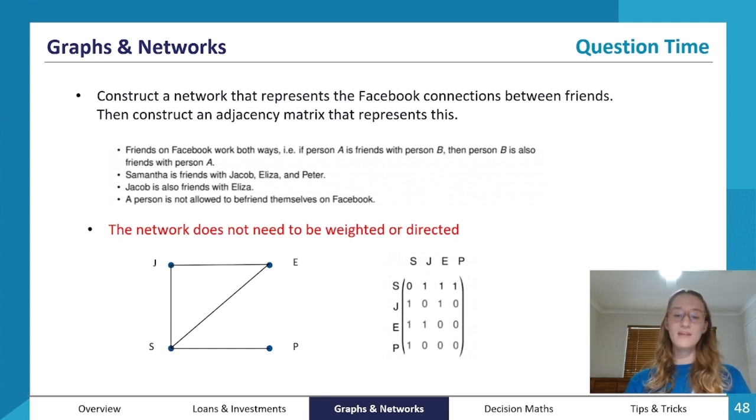So we can fill that in. And then we can also fill in the rest of it. So we can see that Jacob is only connected to Eliza and Samantha. So we can see there's a 1 for Samantha and Eliza, but a 0 for the other people. Eliza is connected to Jacob and Samantha, and Peter is only connected to Samantha. And we can also see that again it's symmetrical down the leading diagonal. So that's our adjacency matrix.